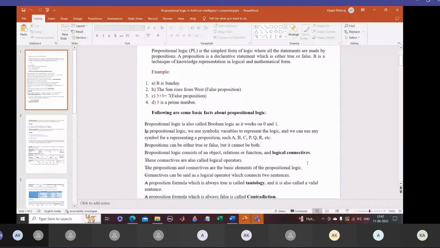A propositional formula which is always true is called a tautology, and one which is always false is called a contradiction.